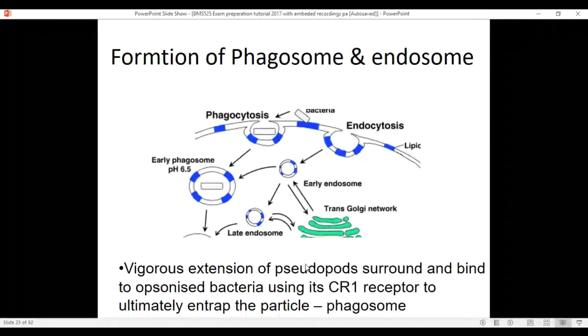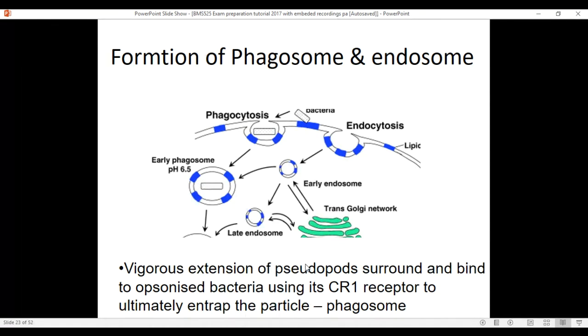So once it's attached, then what we have to do is to encapsulate it and take it into the cell. And what happens is you get vigorous extension of these pseudopods, these almost like arm projections, wrapping around the pathogen and taking it into the cell. Now, when it's encapsulated and taken into a cell, it's referred to as a phagosome. And it's in the phagosome.